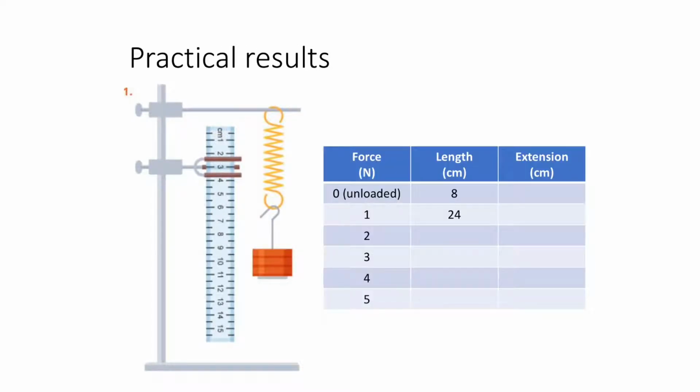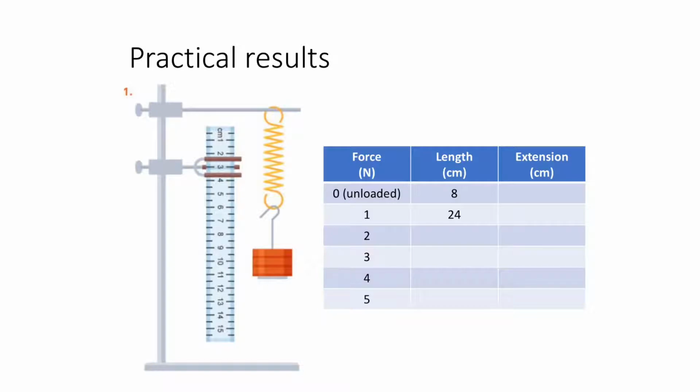You'll then need to put the information into a table, and as you can see, I've written the force down here, then the length, and then the key thing is to measure the extension of the spring, how much it's got longer by, or shorter, because you can do the same thing if you're compressing a spring too. So the first thing is the original length, which is 8 centimetres. We then add a bit of force, and that then moves to 24 centimetres.